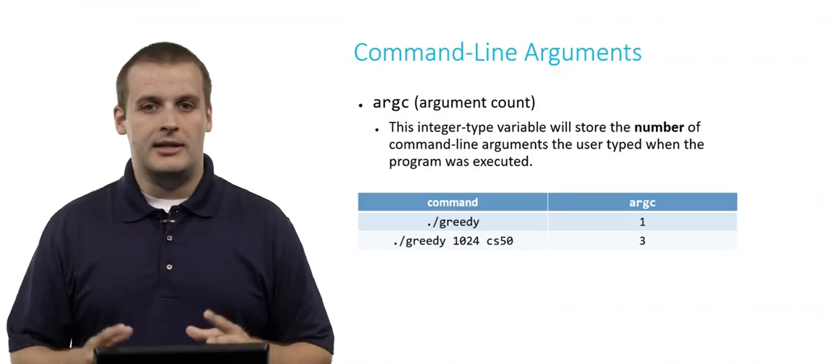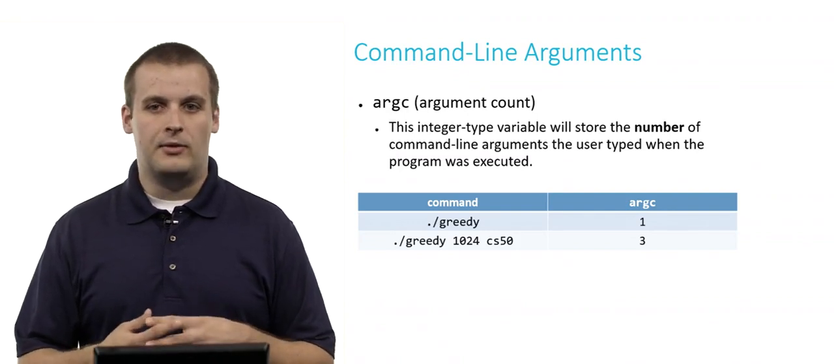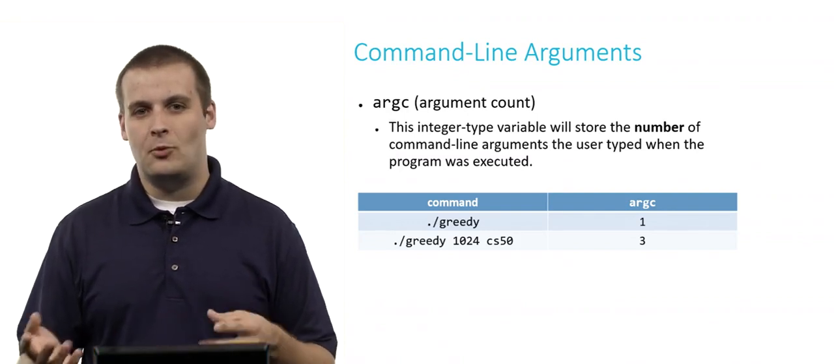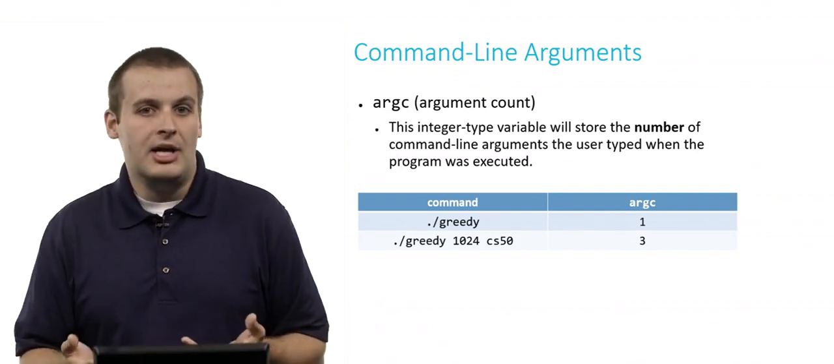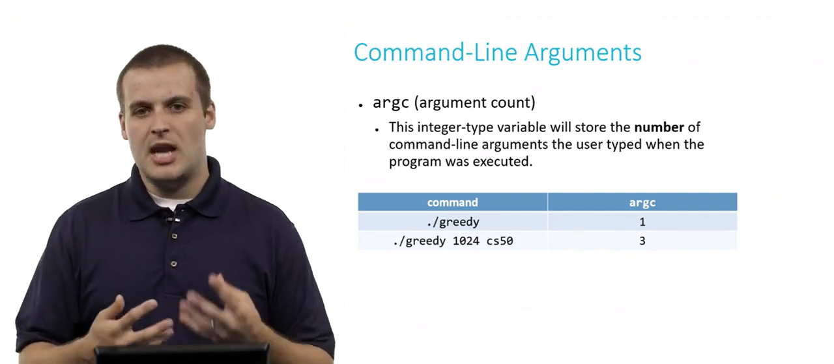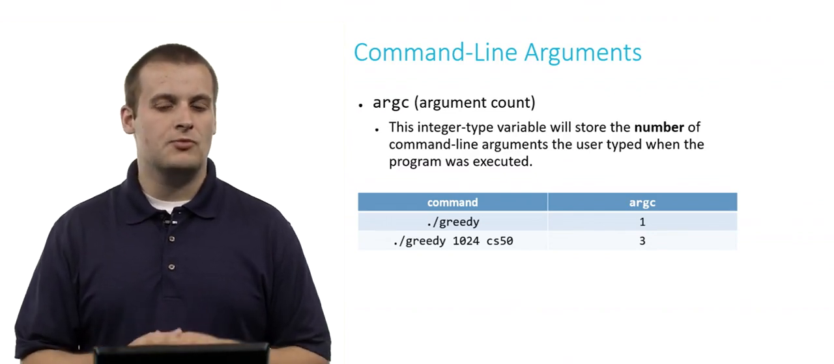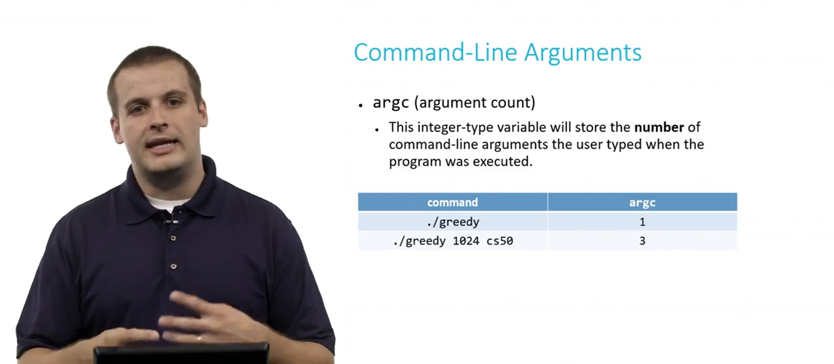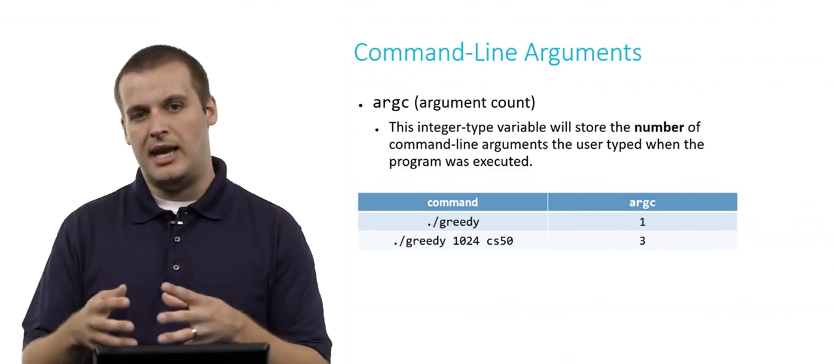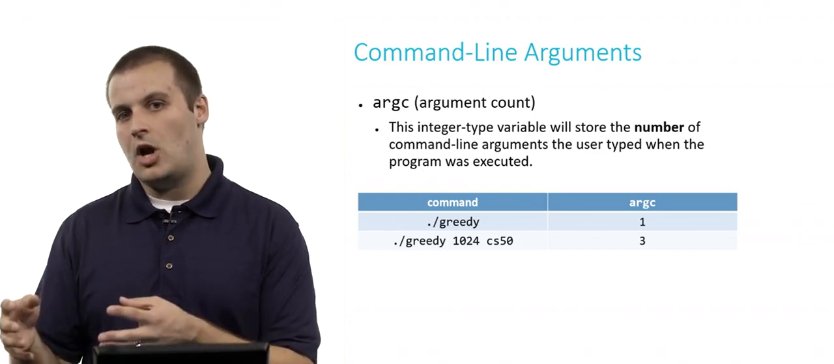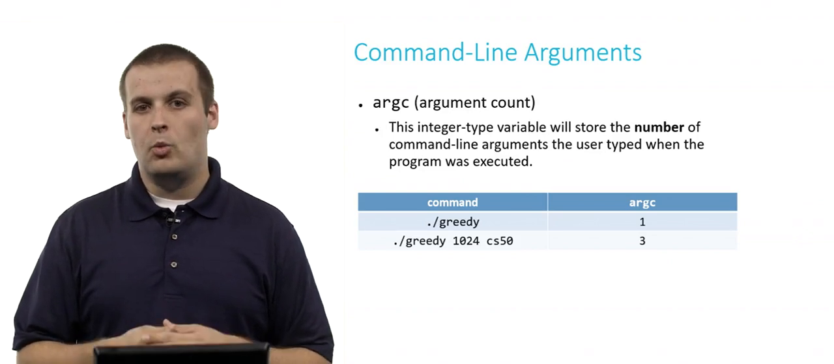So anyway, argc, the argument count. It's an integer type variable, and so as you might expect, if we have two things that we're going to be finding out, what the user typed and how much stuff the user typed, argc is going to tell us how much stuff the user typed. So it gives you the number of command line arguments the user typed when the program was executed. So if your program is run as ./greedy, and inside of your greedy program, your main function has the declaration int main(int argc, string argv[]), then argc in that case is 1.